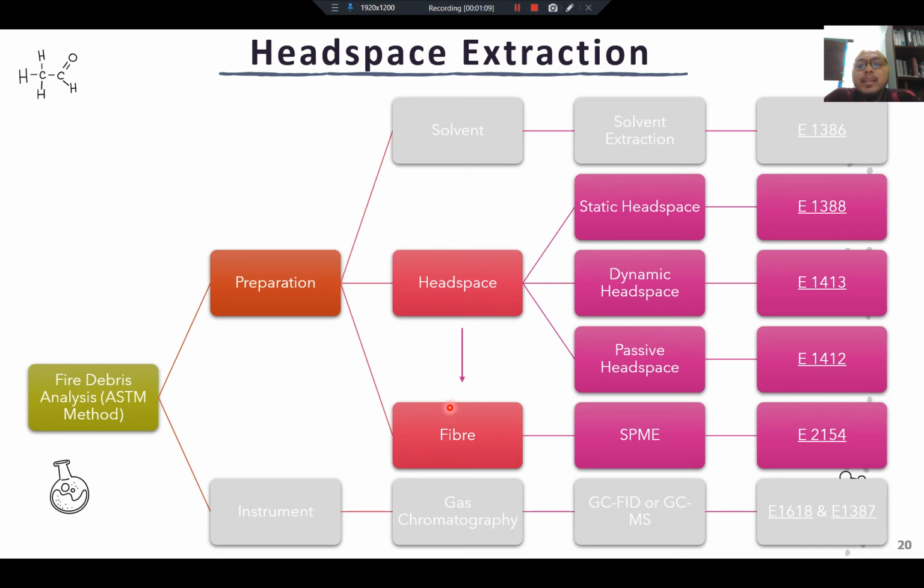So they came up with the fiber. The fiber is not only able to separate the analytes from the matrix, but can also concentrate them. Because in the analysis of accelerants we need to obtain a very good result, which is reliable and able to be detected. So now let's focus on the headspace here: static headspace, dynamic headspace, and passive headspace. Let's go for the first headspace.